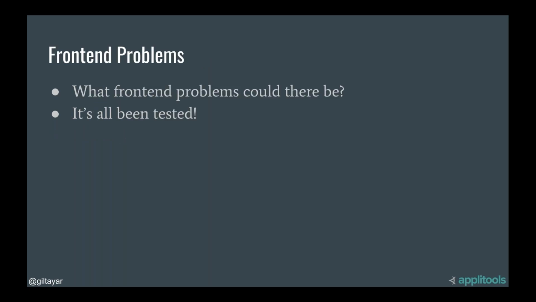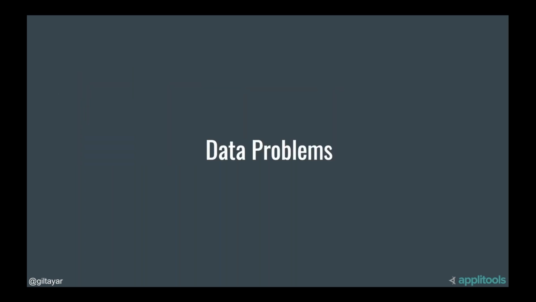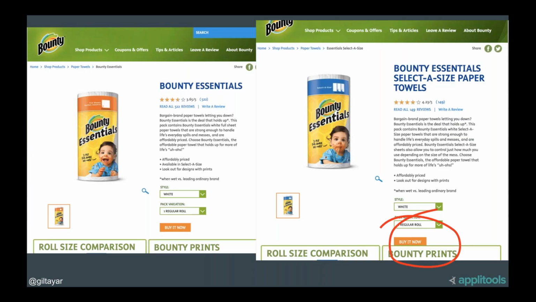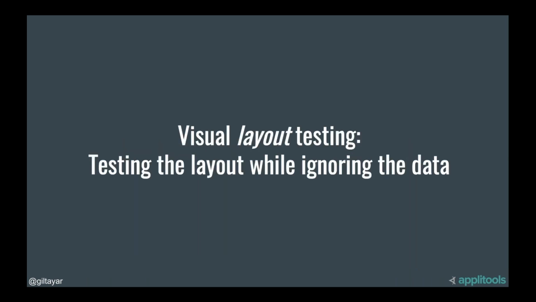But okay, that's mostly backend. What about front end? What front end problems could there be because it's all been tested? And the answer is data problems. We've tested on a specific set of data, but in production, data can be everywhere. This is an example from, I don't remember which page. As you can see, Bounty Essentials looks good. Bounty Essentials Select the Size paper towels looks bad. That's a visual bug. How can we visually test this?